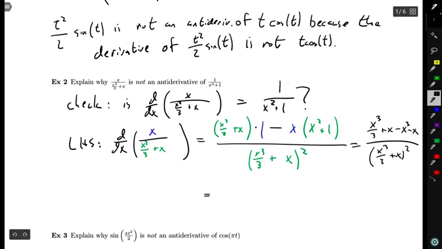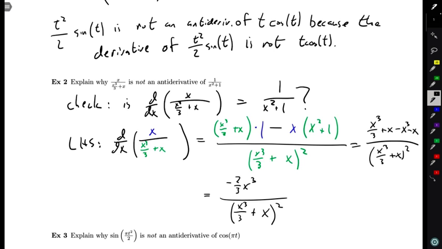And simplifying a little bit further, we can combine my x cubed terms, so I should be left with a minus 2/3 x cubed in the numerator. My x's cancel out because I have a plus x and a minus x, and so we are left with this quantity here, over x cubed over 3 plus x squared.